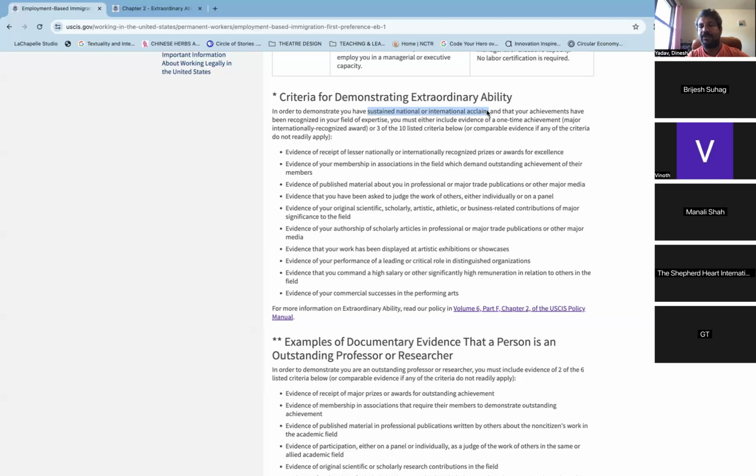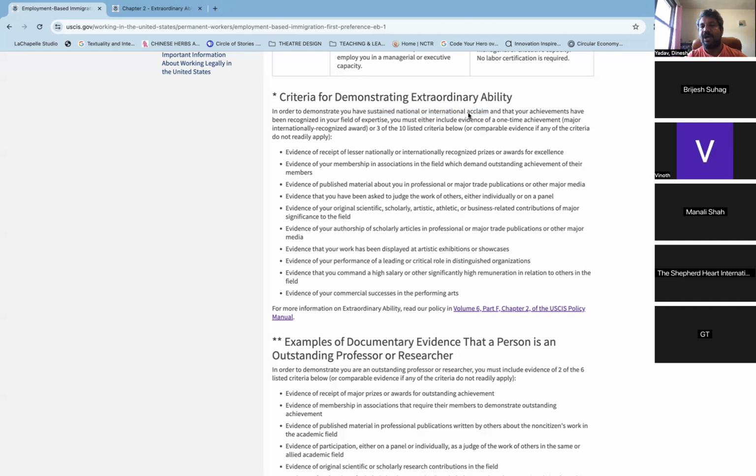So let's say if you are a computer programmer and you have 10, 12, 15 years of work in computer programming, and if you have done something really interesting, remarkable, then I would count that as sustained national and international acclaim.